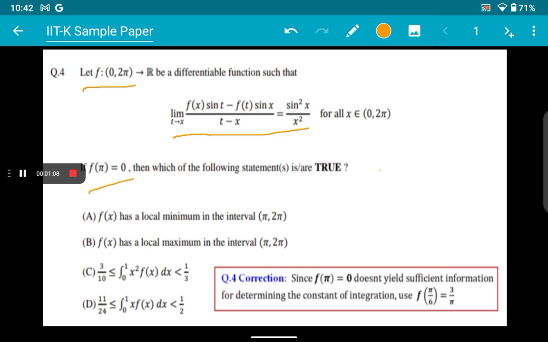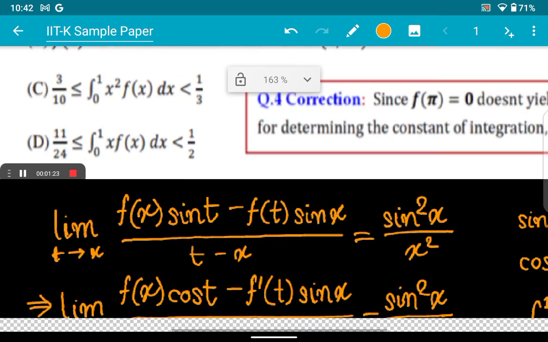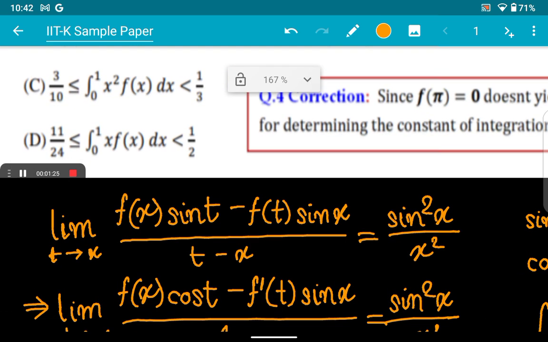And also we have that f of pi is equal to 0, and also that f of pi by 6 is equal to 3 by pi. I don't know why this is given, because when I solved it, this condition was enough for me. Anyway, let's proceed with the solution. So this was the given expression.